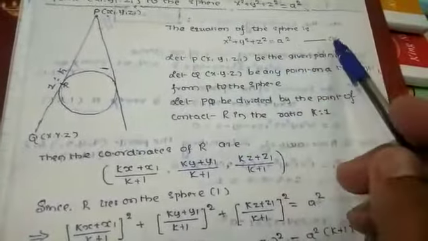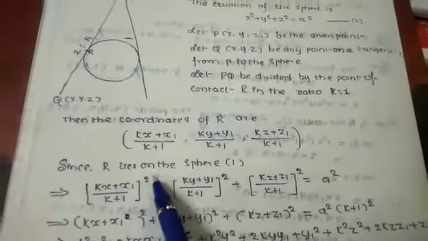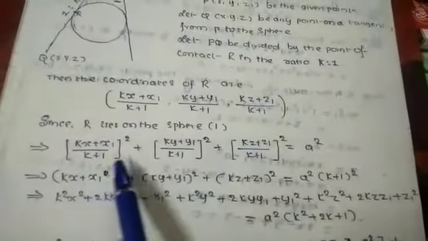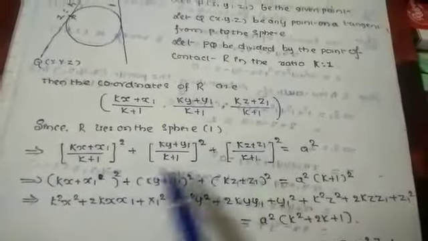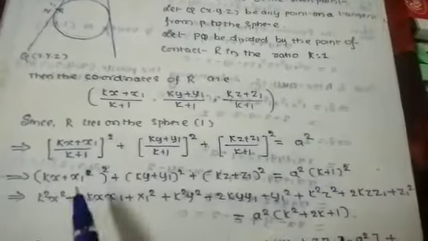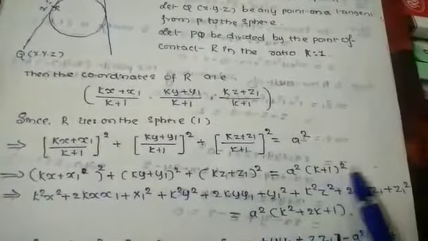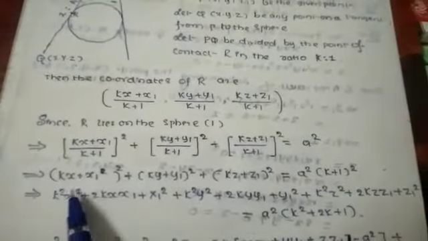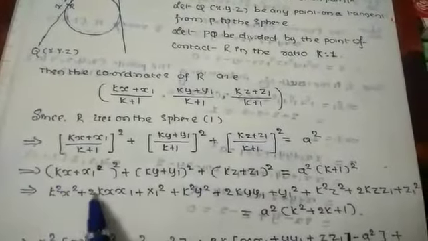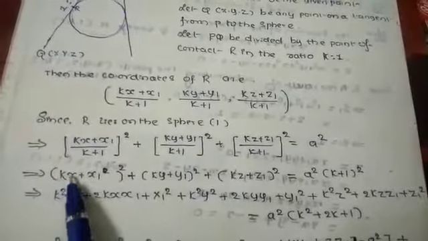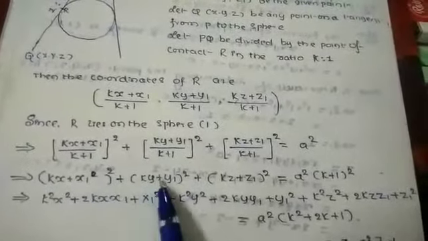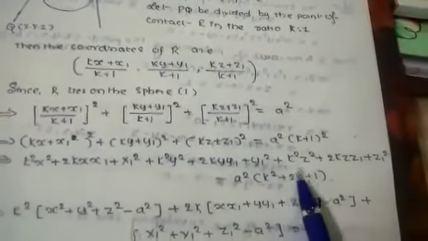In equation 1, substituting those values, we get x square plus y square plus z square equals a square. In the denominator it is (k plus 1) whole square, so cross multiplying, it becomes a square into (k plus 1) whole square. Clearly this is of the form (a plus b) whole square, that is a square plus 2ab plus b square. So a square means k square x square, plus 2ab means 2kx x1, plus b square, that is x1 square. Like that, using the (a plus b) whole square formula, we have to expand this.